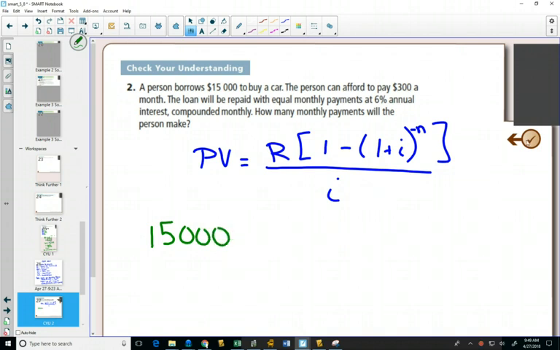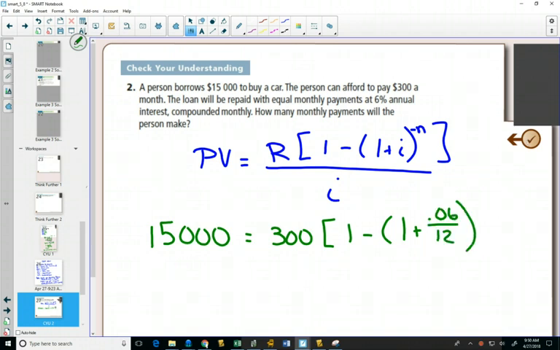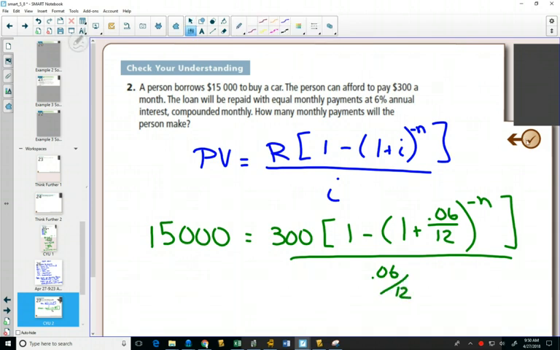Thank you. We borrow $15,000. We're making payments of $300. 1 minus 1 plus the interest rate is 0.06 per compounding period, negative n, all divided by 0.06 divided by 12.